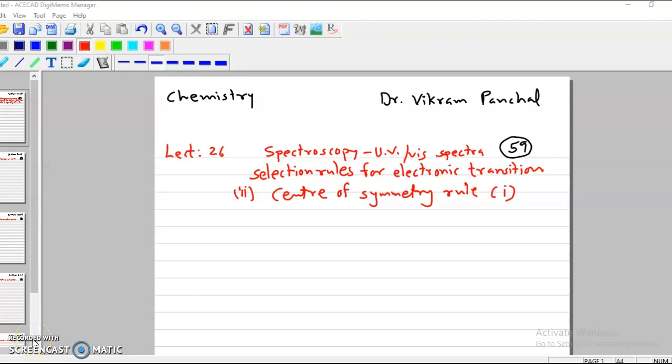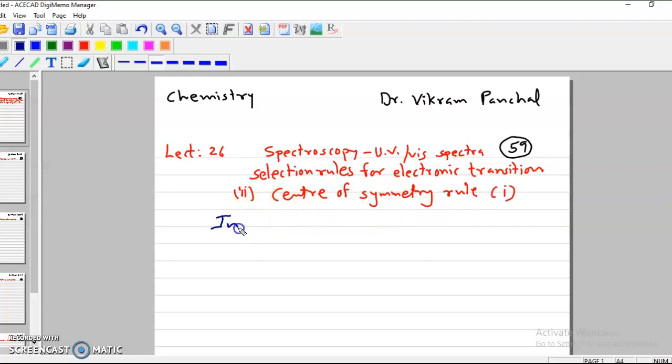This is Dr. Vikram Panchal and I am dealing with chemistry spectroscopy, UV visible spectra, and in this lecture number 26, I am discussing selection rules for electronic transitions. In the earlier lecture, I explained the first selection rule for electronic transition, the spin quantum number rule, that delta S should be 0 when an electronic transition occurs and it is an allowed electronic transition. Now we will discuss the second rule, that is the center of symmetry rule.